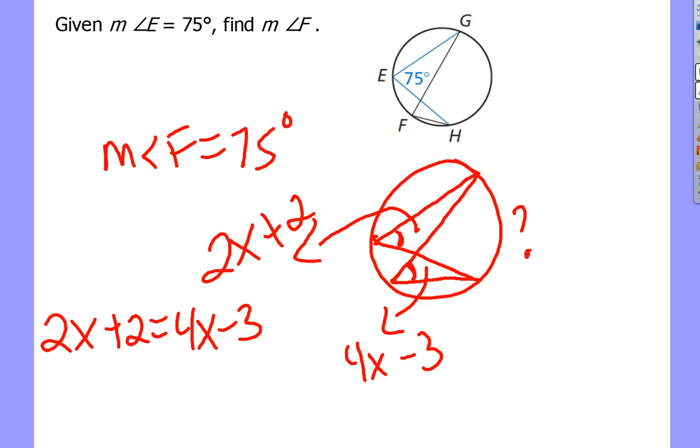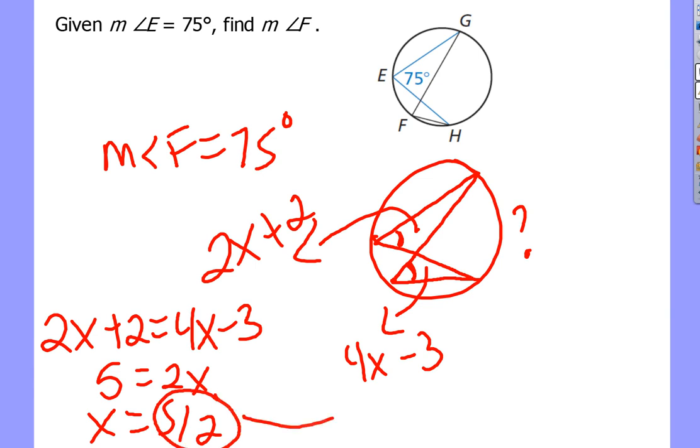So in this particular example, I could subtract and add, and x would equal 5 halves. Well, if x is 5 halves, I substitute x into any of these equations, let's say here 4 times 5 over 2 minus 3. 4 times 5 is 20, 20 divided by 2 is 10, and 10 minus 3 equals 7. So that means this whole angle equals 7 degrees.